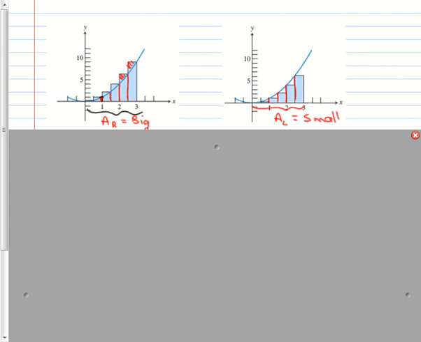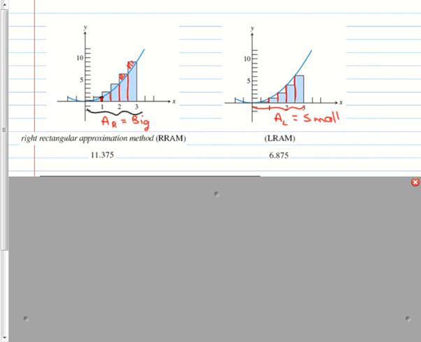Let's find an average of those two. Sure. Let's add them together. Let's divide by 2. So here we have what is called the right rectangular approximation method. This is the left rectangular approximation method. The right and the left refer to which side is the side you're going to figure the height from. And the last one, the too big one, was 11.375, and the too small one was 6.875.